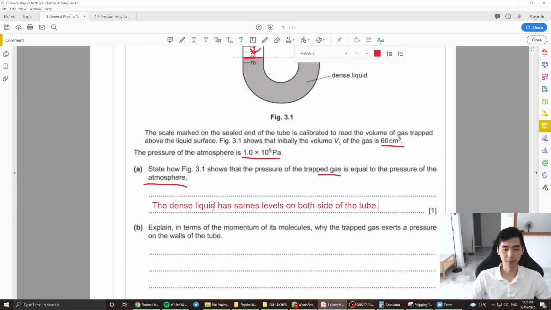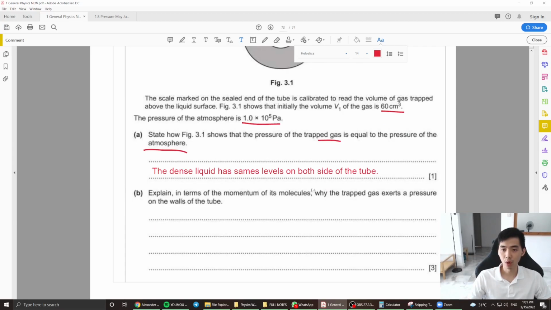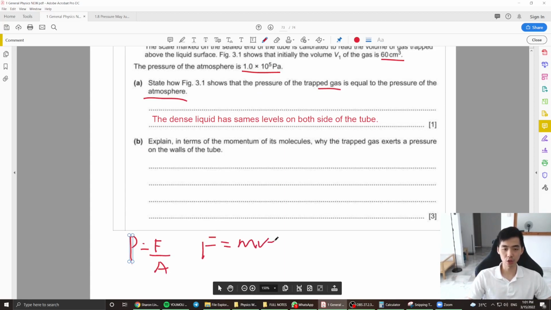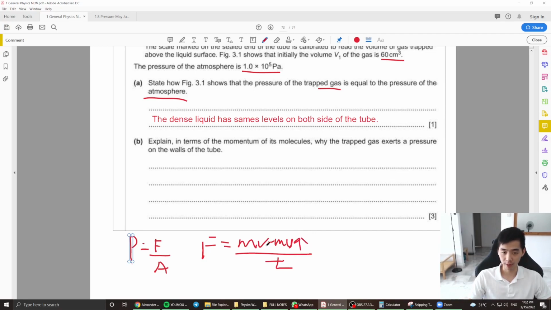Okay? Then explain in terms of momentum of its molecules why the trapped gas exerts a pressure on the wall of the tube. Yet again, you can see that this is quite a famous question. You have to understand that pressure is equal to force over area, and force is yet again change in momentum over time. So you're supposed to say that as the gas molecules collide against the wall, they change in momentum, increasing the force. This force is consistent because the air molecules are constantly colliding against the walls of the container, increasing the force per unit area and ultimately increasing the pressure. It's always going to be a 3-mark question.